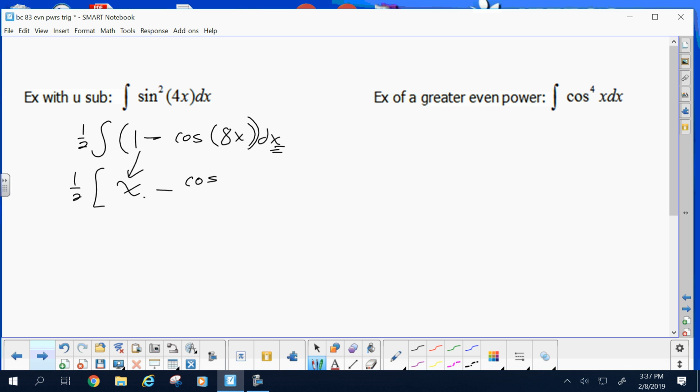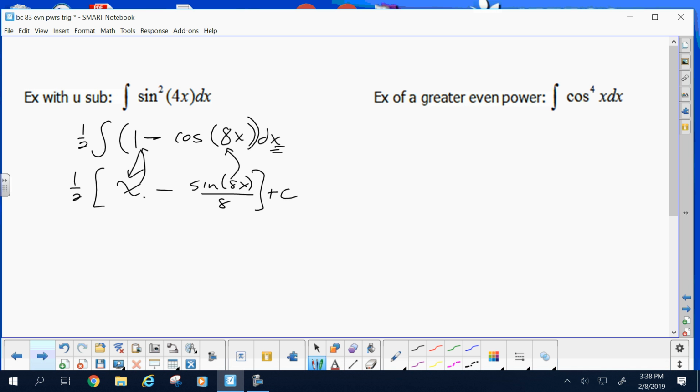The antiderivative of cosine of 8x is sine of 8x over 8 plus c. You could check that if you want. You could take a derivative on that. The derivative of x would be 1. The derivative of sine of 8x over 8 would be cosine of 8x over 8 times 8, which would be right there. So it feels like it checks out, and that is the antiderivative, all right?